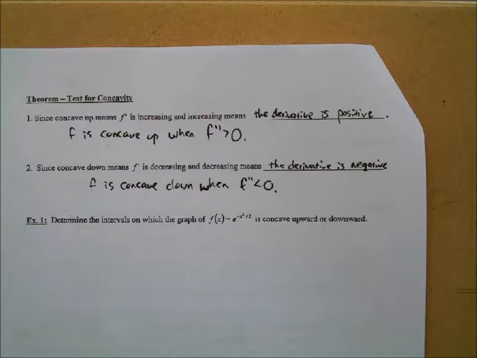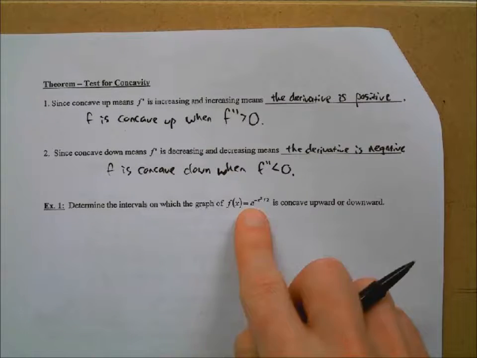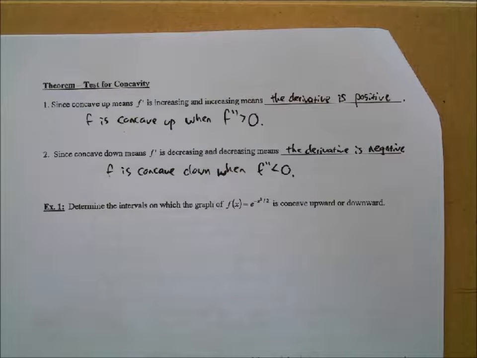So, example 1. Determine the intervals on which the graph of f of x equals e to the negative x squared over 2 is concave upward or concave downward. All right, so what should we do with this function in order to start answering the question? Take the derivative and then take the second derivative, right? So we'll do two derivatives here.